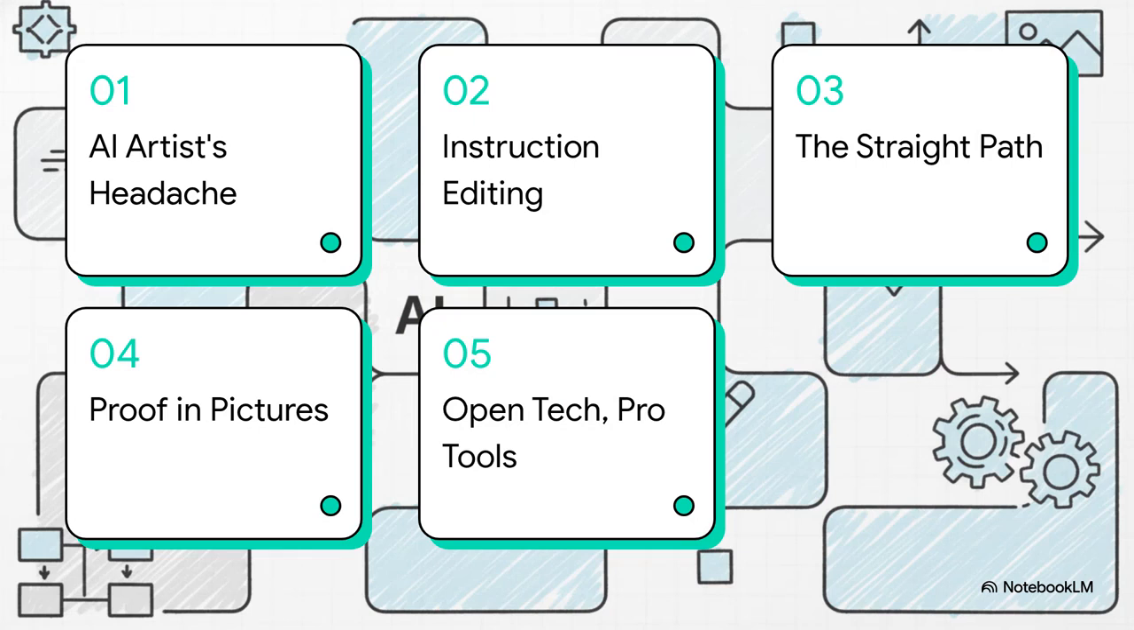So here's how we're going to break it down. First, we'll talk about the core problem, what I'm calling the AI artist's headache. Then, we'll see how FLUX.1 Kontext tackles this with super simple instructions. We're going to peek under the hood at the tech that makes it so ridiculously fast, look at some real-world results, and finally, unpack their really smart strategy for getting this tool out to creators everywhere.